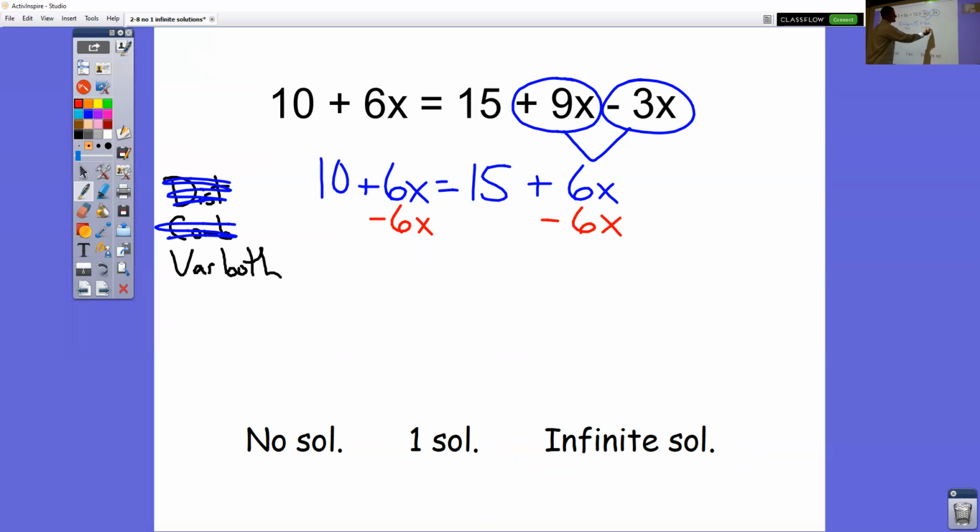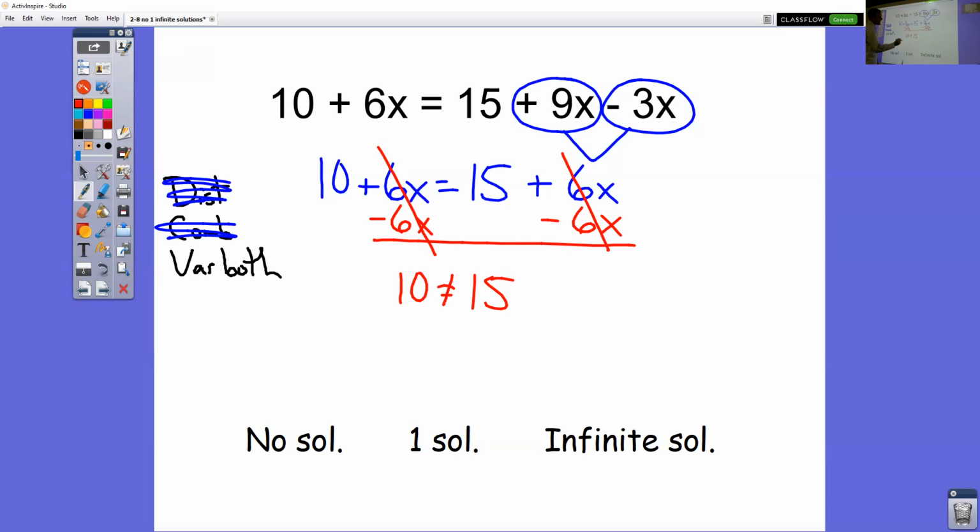I need to do -6x and -6x. Those cancel out. These cancel out. All that I'm left with now is 10 equals 15. All of my letters canceled out. They disappeared. All that I'm left with is two numbers, and they're different numbers on each side of the equal sign.